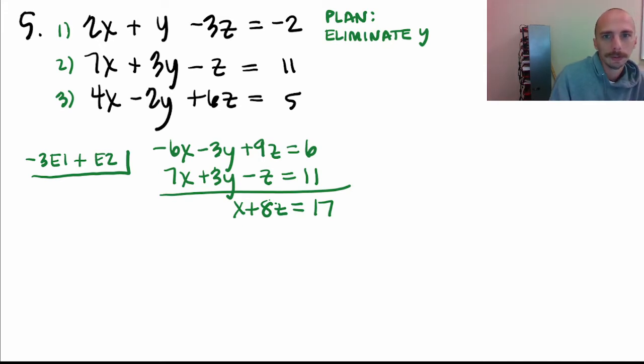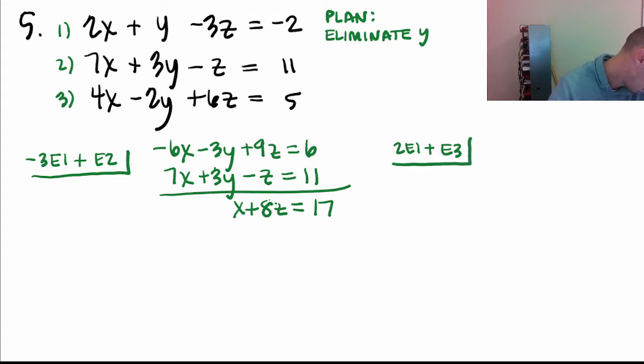Feels to me like if these are going to be integers, a good hypothesis is going to be x equals 1 and z equals 2, right? But it could be z equals 1 and x equals 9. We don't know yet. Okay, we're going to then also eliminate y using the first and third equation. So I'm going to say 2 of equation 1 plus 1 of equation 3 to get that 2y and negative 2y.